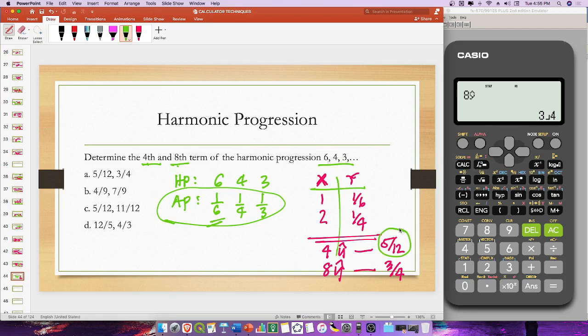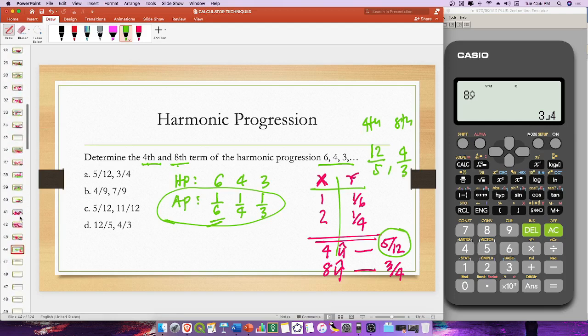So in order to make this a geometric progression, you are going to reciprocate it. So this will become 12 over 5. Okay, that's the fourth term. And the eighth term will be 4 over 3. So is that okay with you guys? Okay, that will be your final answer. Okay, so this is a simple problem. Okay, let's try another one.